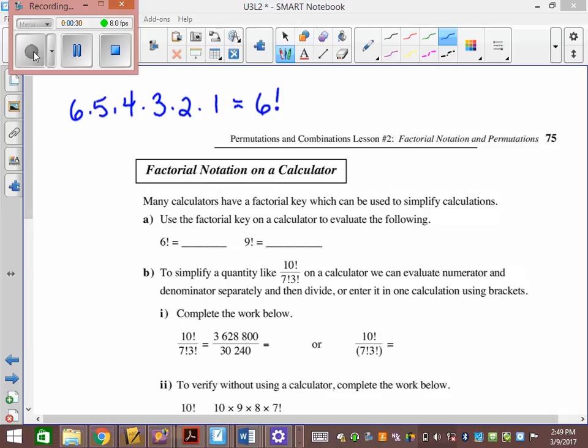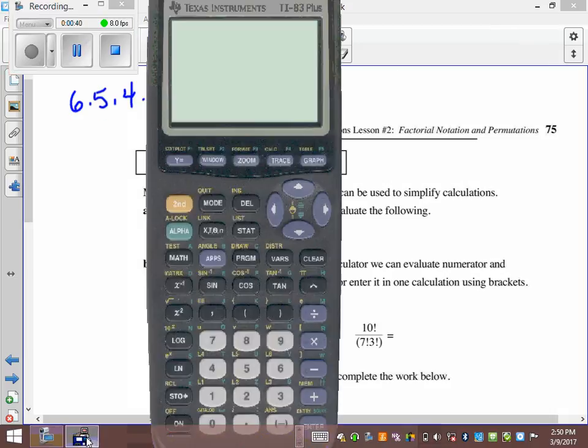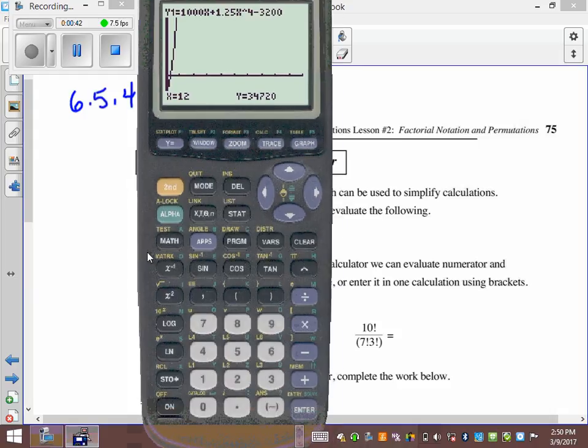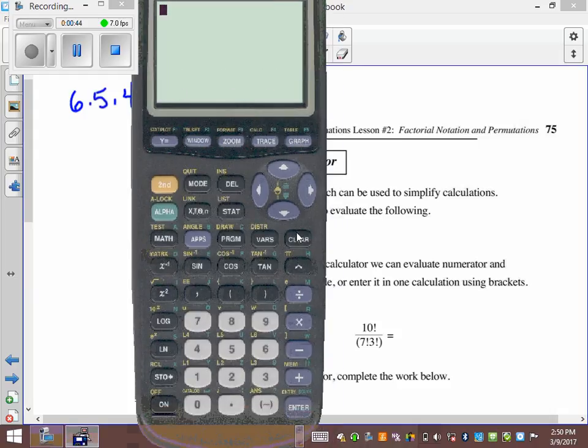If I went 8 times 7 times 6 times 5 and stopped there, I couldn't, right? I have to go all the way to 1. So where is that button in your calculator? You're going to go 6, and then math button.